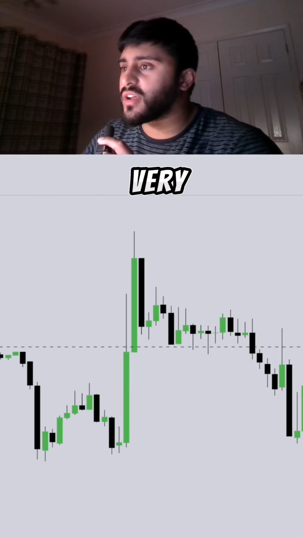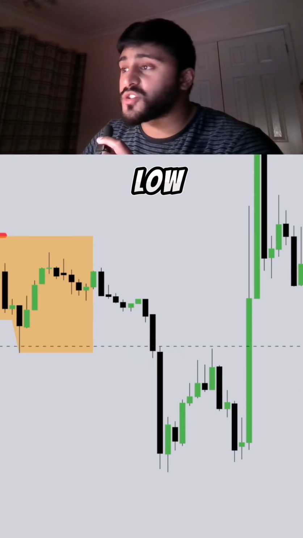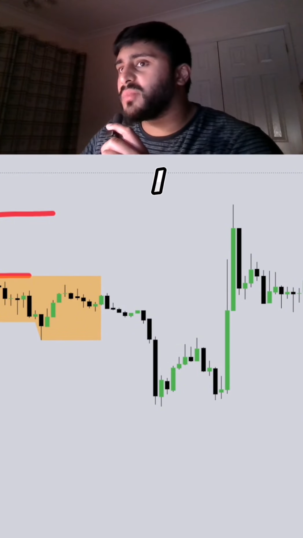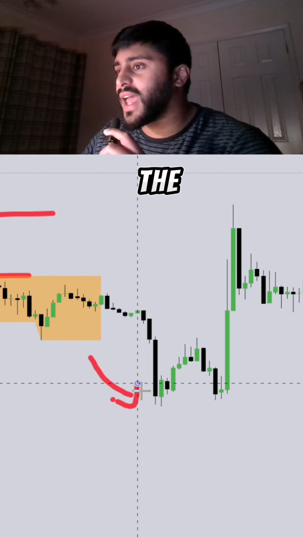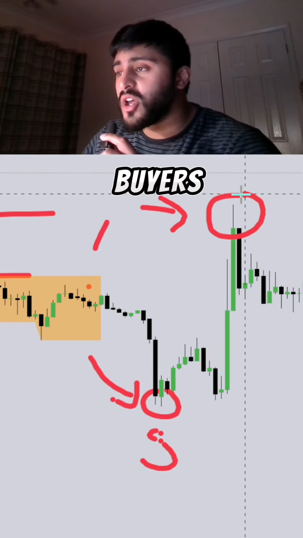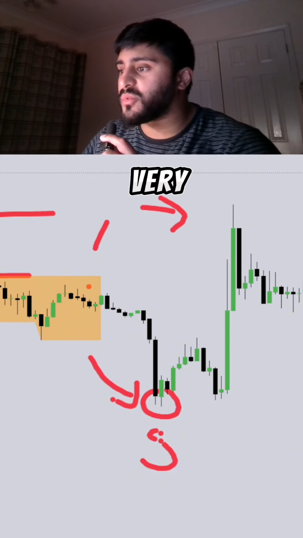So we had a very, very aggressive move to the upside over here. We first took out the Asian range low, which is very important to understand. This is what I call a two-phase manipulation. What I mean by two-phase manipulation is price will take out the Asian range low. So this is an enticement of sellers. And then we take out the Asian range high over here. This is an enticement of buyers. But you need to know exactly what is going on inside of this region. This is what's very important to understand.